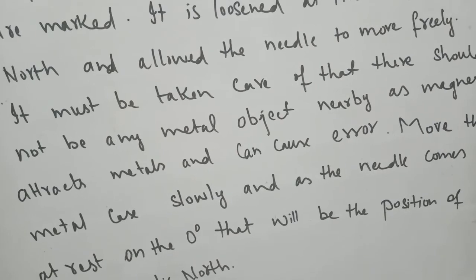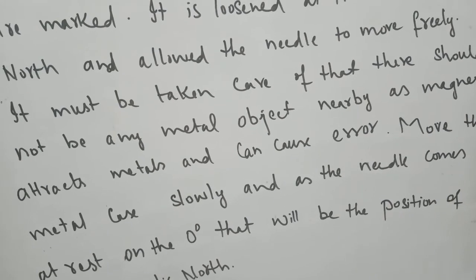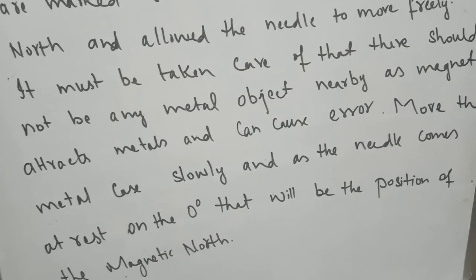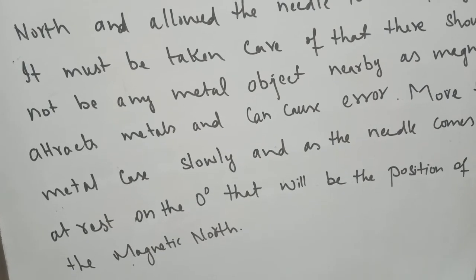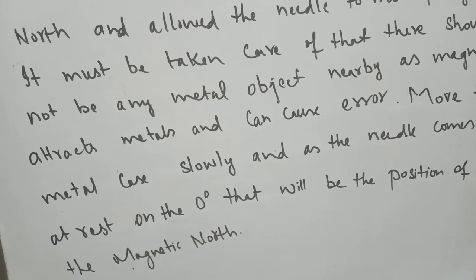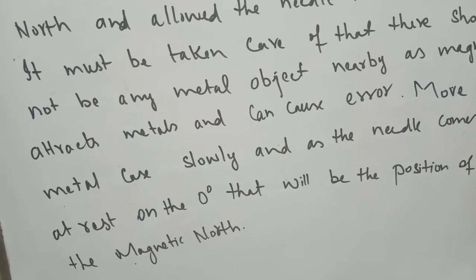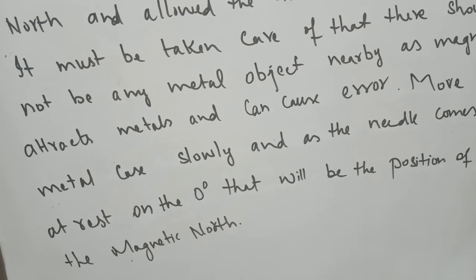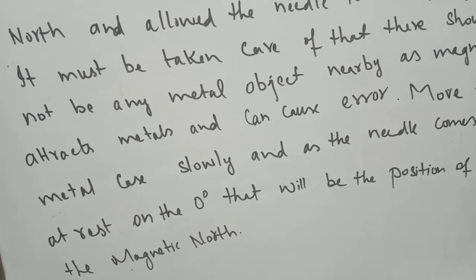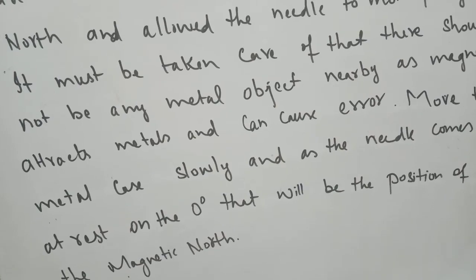The 0 degree area where the needle head is pointing is the position of the magnetic north. So these are the methods we can use to find and determine the north in the southern hemisphere. This is lecture 3. Now in the fourth lecture I will do the bearings with some questions.